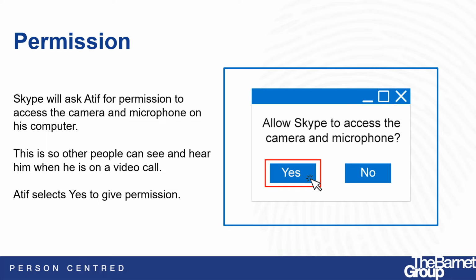Skype will ask Atif for permission to access the camera and microphone on his computer. This is so other people can see and hear him when he's on a video call. Atif selects Yes to give permission.